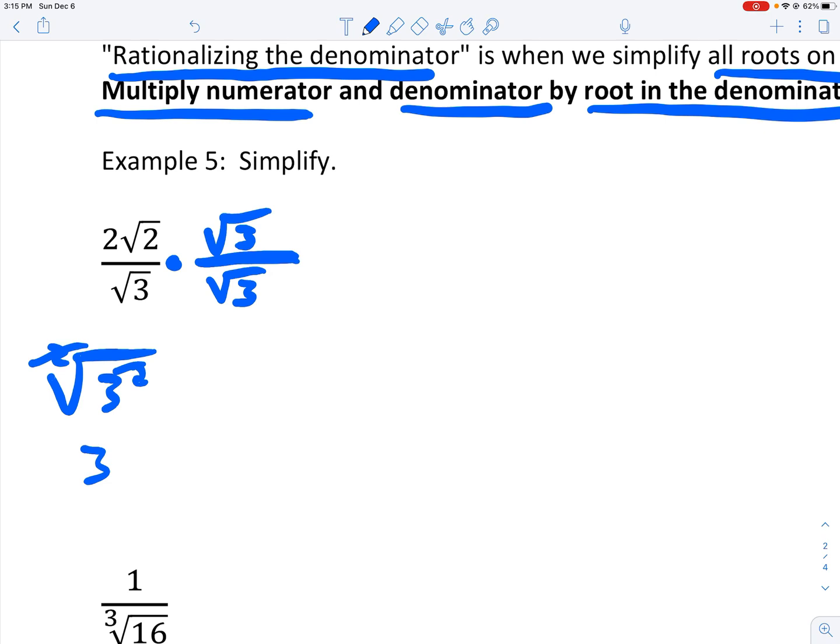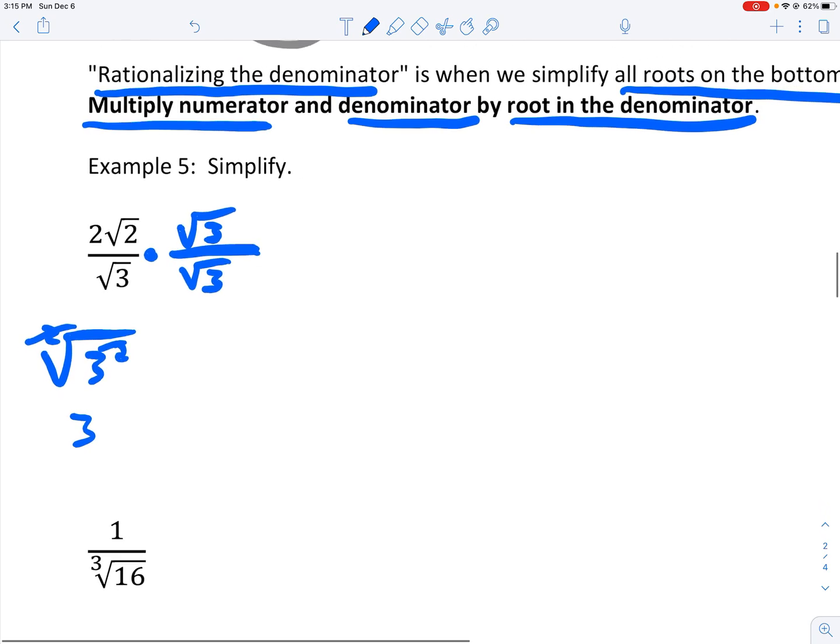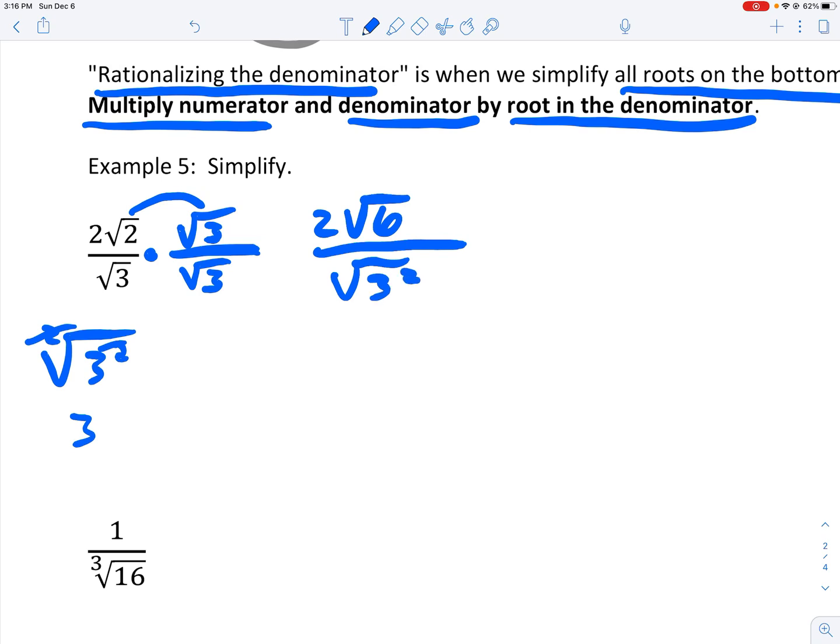So again, we've talked about this before with fractions. I'm not changing the value of the fraction. I'm just changing its appearance by multiplying by 1. So when you multiply the numerator, right, root 2 times root 3 ends up being root 6 because it's 2 times 3. Now on the bottom, we end up getting the square root of 3 squared. So what I did was I made a perfect square so that when I take the square root, the square and the square root reduce away. So I created this situation here by multiplying by root 3.